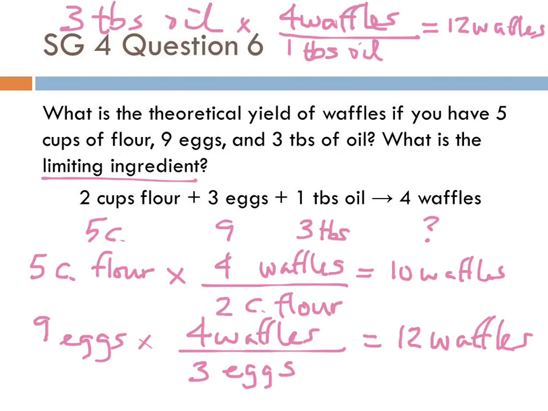How many waffles can we actually make though? 10. Because at 10 waffles, we run out of flour. We can't make any more. There's not enough flour to make any more waffles.